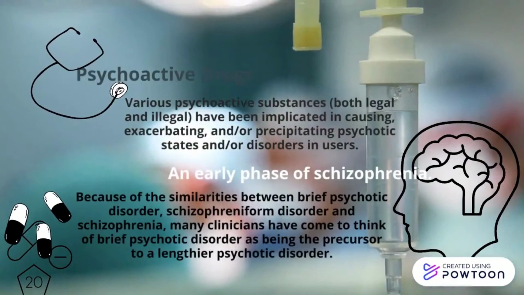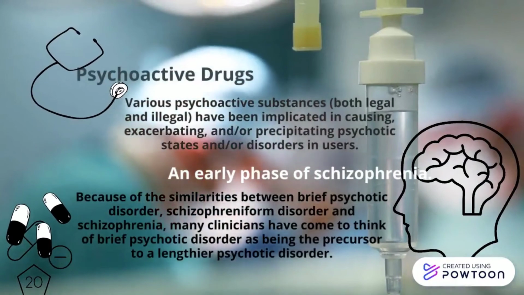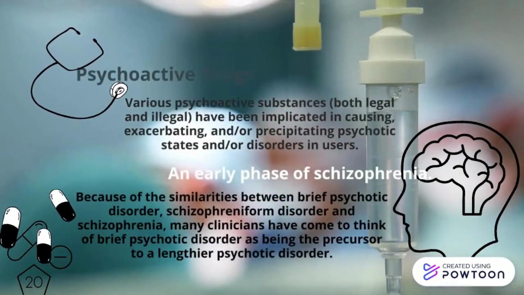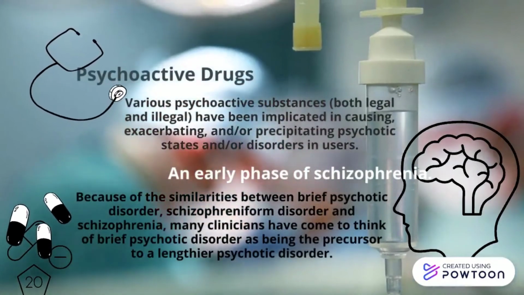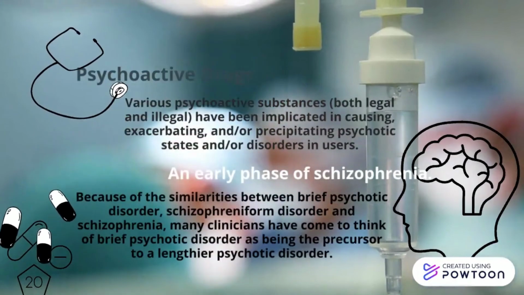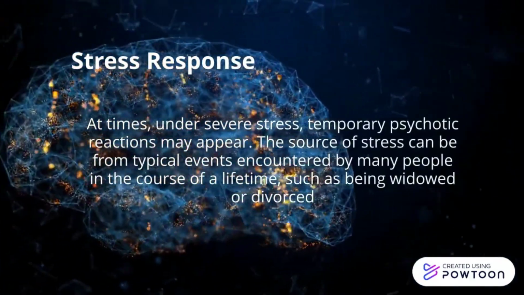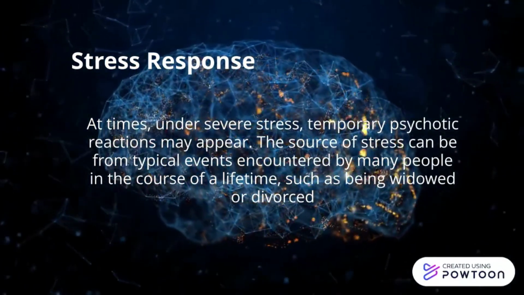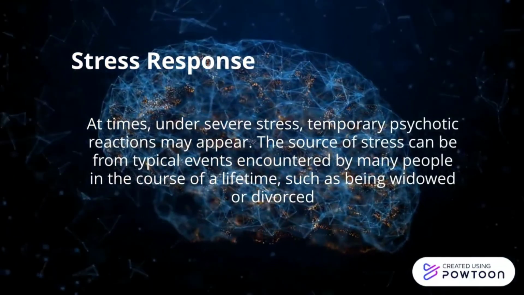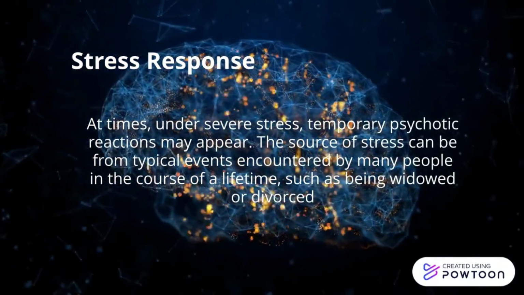An early phase of schizophrenia. Because of the similarities between brief psychotic disorder, schizophreniform disorder, and schizophrenia, many clinicians have come to think of brief psychotic disorder as being the precursor to the lengthier psychotic disorder. Stress response. At times, under severe stress, temporary psychotic reactions may appear. The source of stress can be from typical events encountered by many people in the course of a lifetime, such as being widowed or divorced.